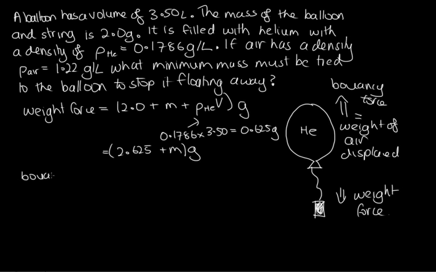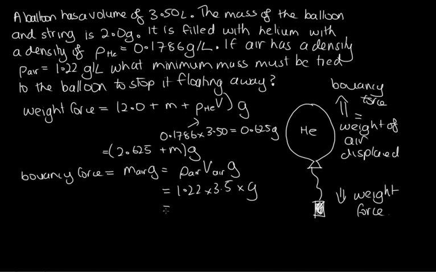So the buoyancy force is just equal to the weight of the air displaced. So that is equal to the mass of the air times g, and the mass of air is the density of air times the volume of the air which is displaced, times g. And so this is equal to 1.22 times 3.5 times g. And so this is equal to 4.27 g.